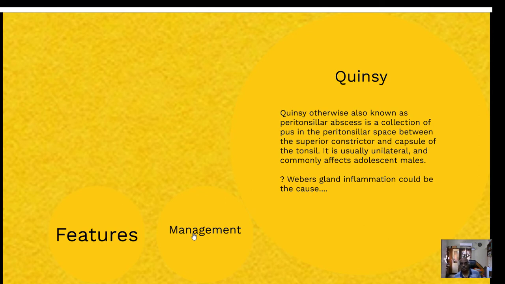It is usually unilateral. It commonly affects adolescent men. Currently, this peritonsillar abscess has been attributed to inflammation of Weber's gland. Weber's glands are accessory salivary glands seen at the superior pole of the tonsil. So, inflammation and suppuration of the Weber's gland leads to quinsy. That is the currently accepted hypothesis.